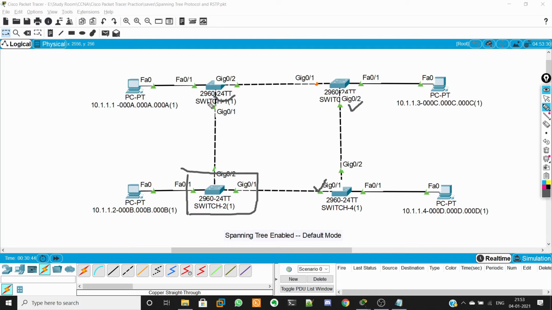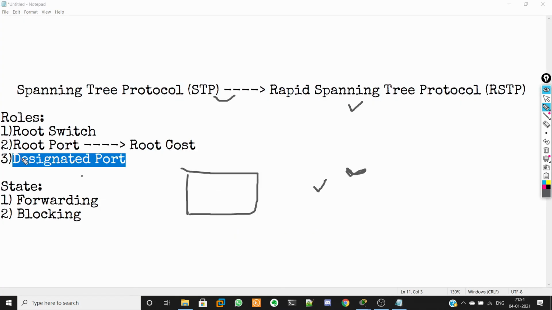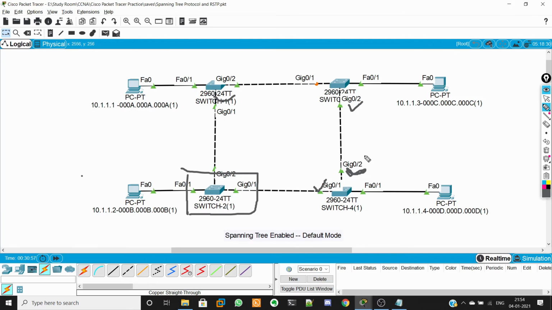Root port will always be forwarding the traffic, so it is in the forwarding state. This is the forwarding state, so this one is also in the forwarding state. Now this particular interface is connected to this root port, so it is also in the forwarding state, but it is called the designated port. This is what we mentioned as a third option. Designated port is almost the same as root port. We use interface cost to elect the designated port. In this case, since it is connected to the root port, it got elected as a designated port.